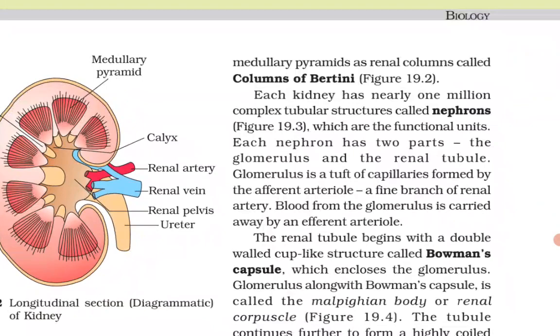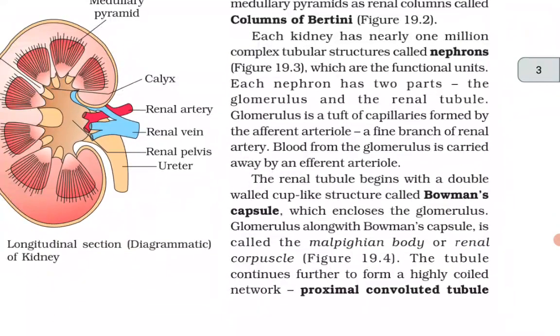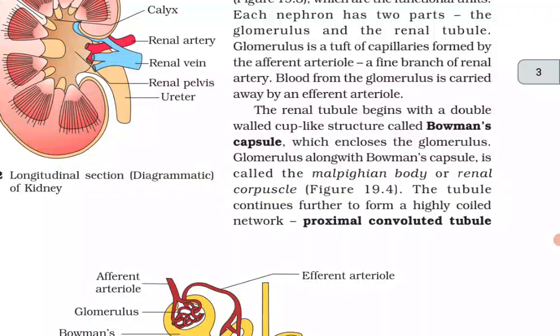Each nephron has two parts, the glomerulus and renal tubule. Glomerulus is a tuft of capillaries formed by the afferent arteriole, a fine branch of renal artery. Blood from the glomerulus is carried away by an efferent arteriole. The renal tubule begins with a double-walled cup-like structure called Bowman's capsule, which encloses the glomerulus. Glomerulus, along with the Bowman's capsule, is called Malpighian body or a renal corpuscle.